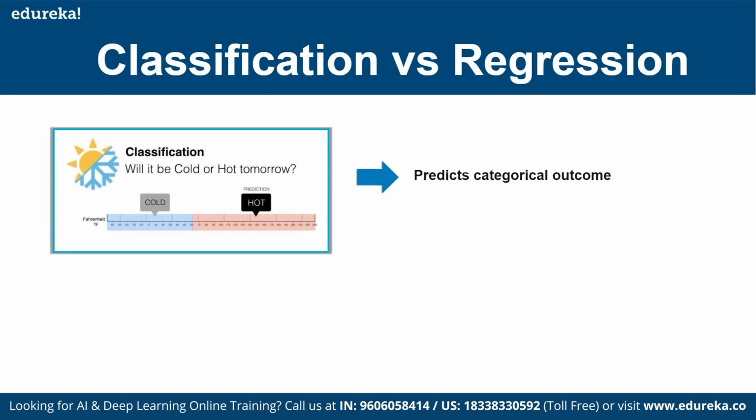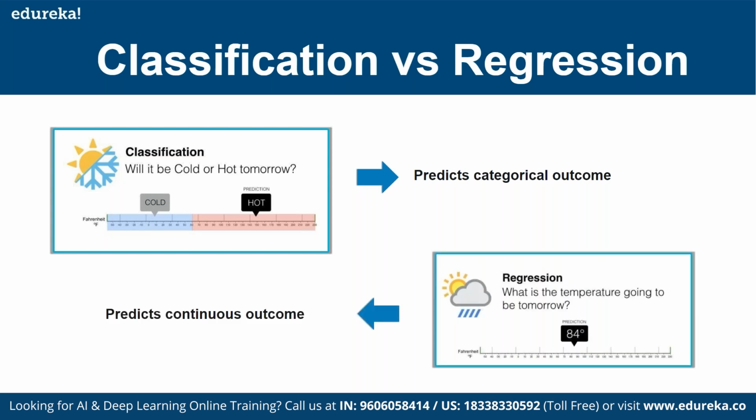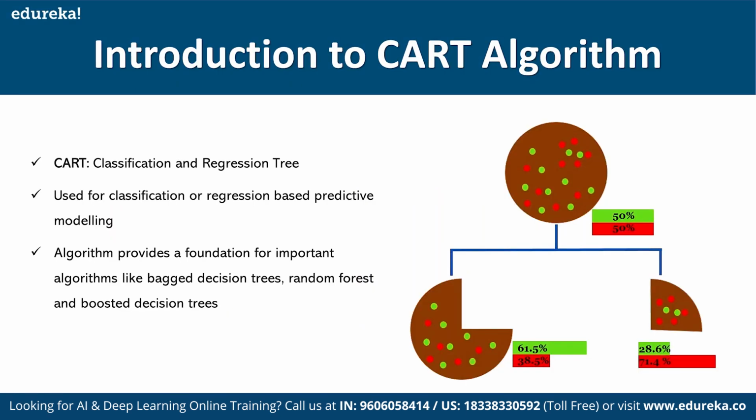Classification predicts a categorical outcome. Is it either cold or hot? In case of regression, we are predicting a continuous value or a continuous outcome. What is the temperature going to be tomorrow? If I'm asking if it is going to be cold or hot tomorrow, it's a classification problem. If I'm asking the temperature for tomorrow, it would be a regression problem. So coming back to the CART algorithm. So the CART algorithm is basically short for classification and regression trees. So as I said, decision trees are used both for classification and regression.